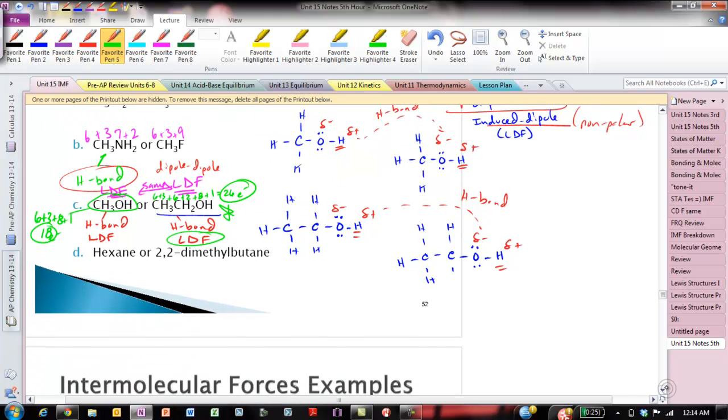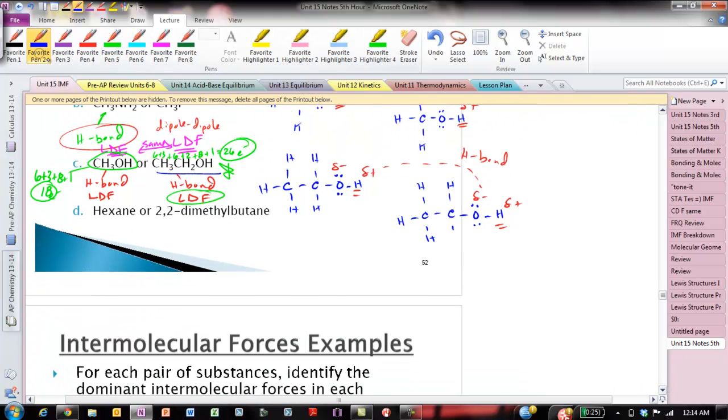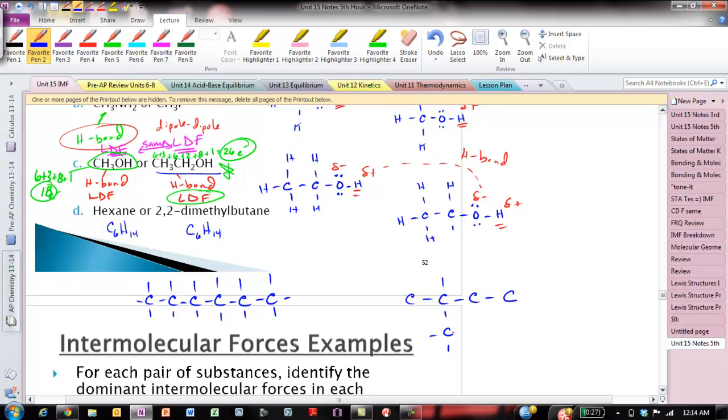Alright? And then last one of these on this page, we got hexane, which is C6H14, and 2,2-dimethylbutane, which I also believe is C6H14, but I'll know better when I actually draw it. So here's hexane, and it's C6H14, and each one of these lines goes to an H. And then 2,2-dimethylbutane. I'm going to erase that so we can see a little bit better.